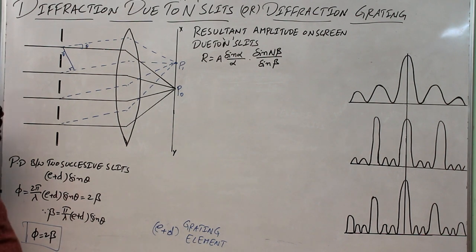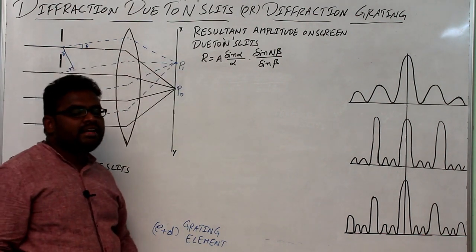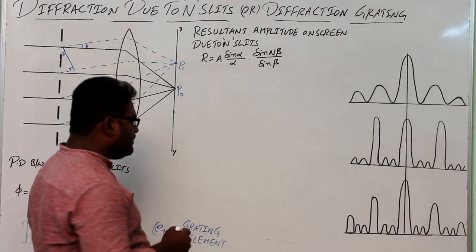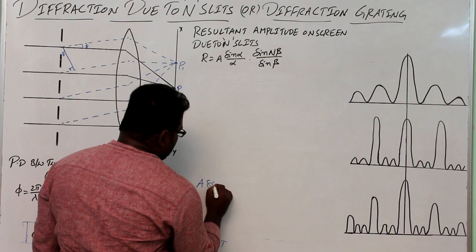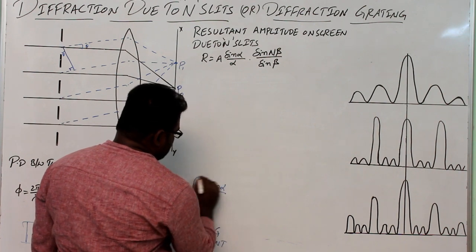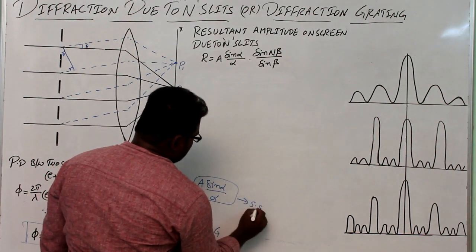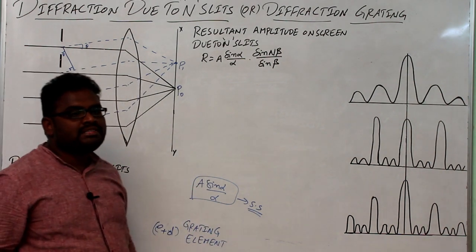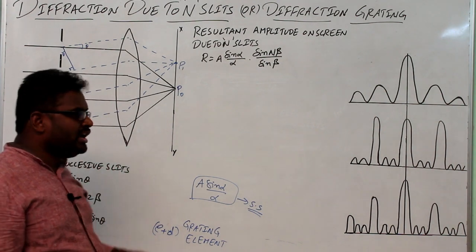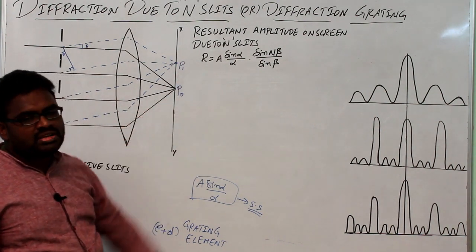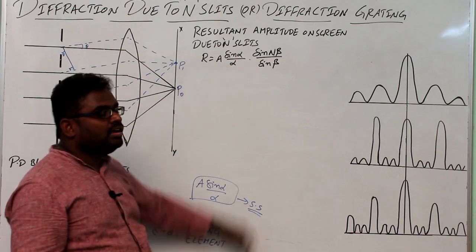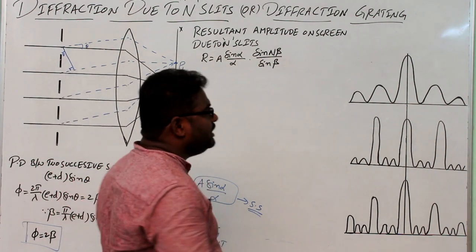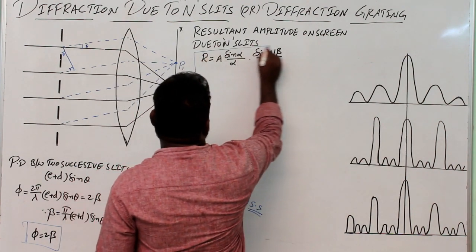The resultant amplitude on the screen due to a single slit is given by A sin alpha by alpha. This is due to a single slit. Like that, there are n number of slits. Due to n number of slits, the resultant amplitude on the screen can be given as R equals A sin alpha by alpha into sin n beta by sin beta. It is similar to your double slit expression.